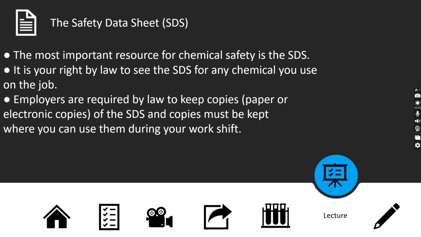Also, depending on where you work, particularly in academia, sometimes security needs a copy of those things in case someone gets exposed to something. It's good to have both paper and electronic copies. You can't just rely on electronic copies. If your electronic system goes down and you do not have access to it, that is against OSHA regulations.